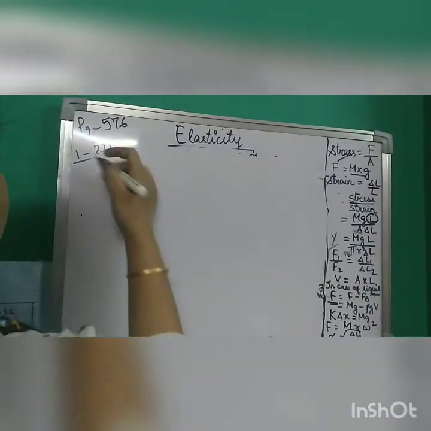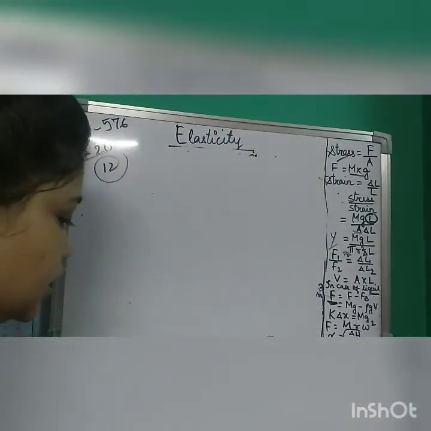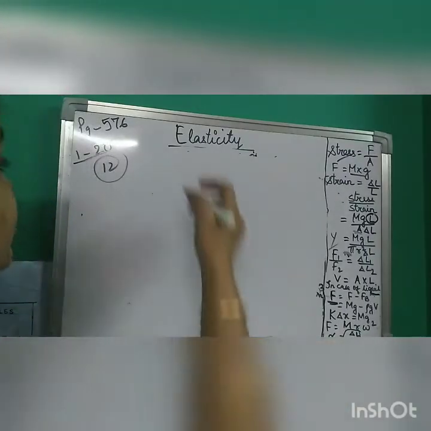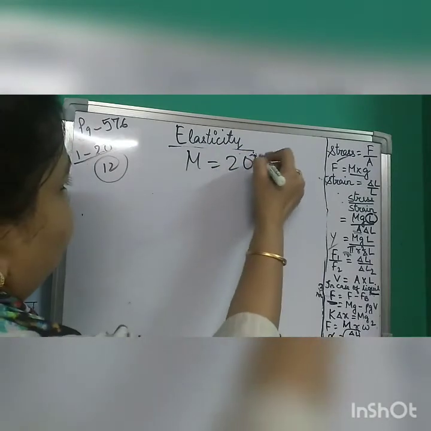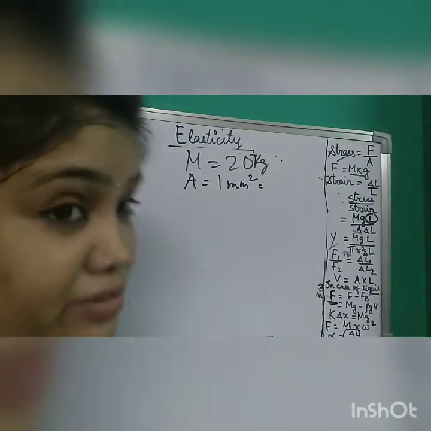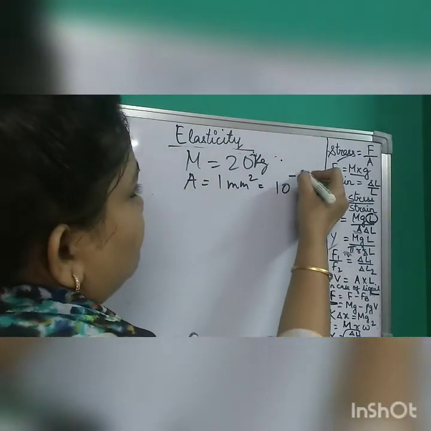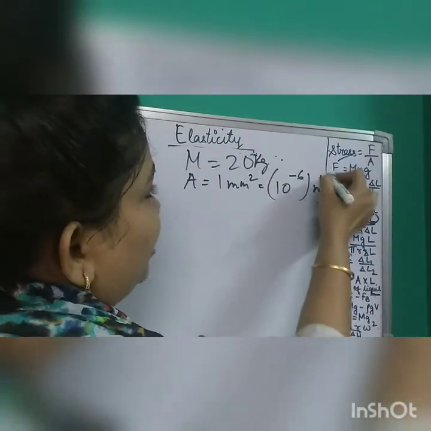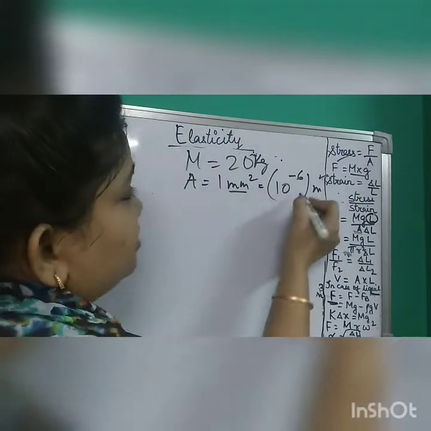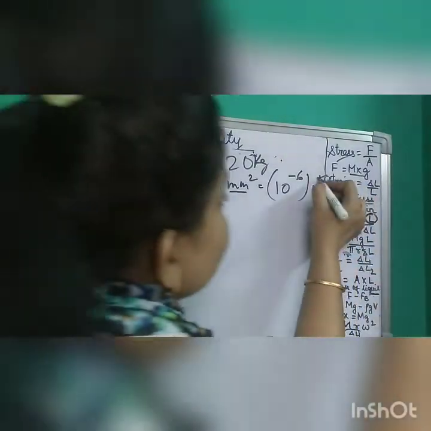Sum number 12 tells us a weight of 20 kg, so mass is given as 20 kg, is suspended from a wire. The area of cross section of the wire is 1 millimeter square. That means A is 1 millimeter square. Again, millimeter square means 10 to the power of minus 6 meter square. Why? Because 1 millimeter is 10 to the power of minus 3 meter.